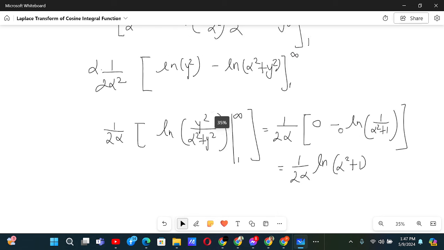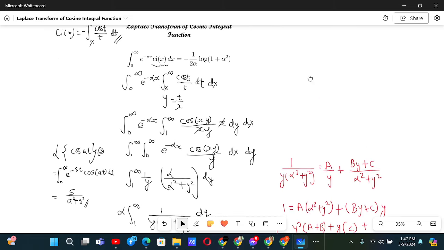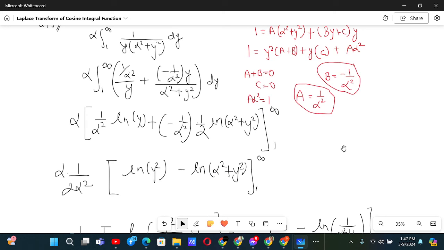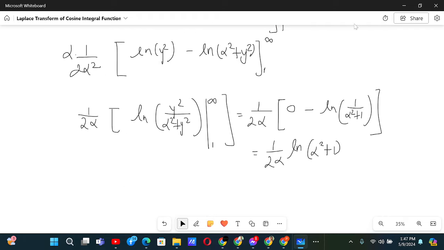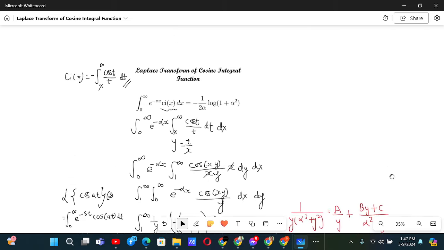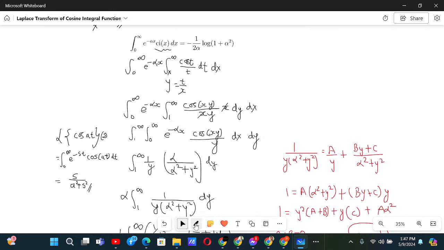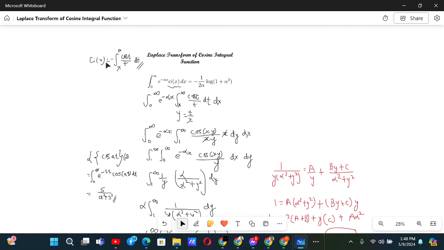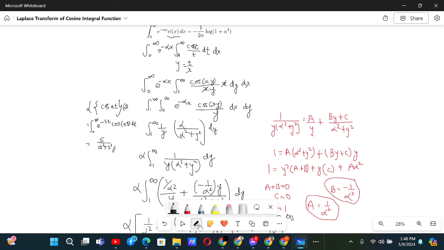Let's check if it is the answer or not. 1 by 2 alpha ln of alpha square plus 1. There seems like a minus sign has been mistaken somewhere. Yes, it seems like that, but let us see where. Okay, the minus sign is basically missed out in the definition of the cosine integral itself. Here in the definition we have a minus sign. I missed that out, and the error carried over to all the solution.